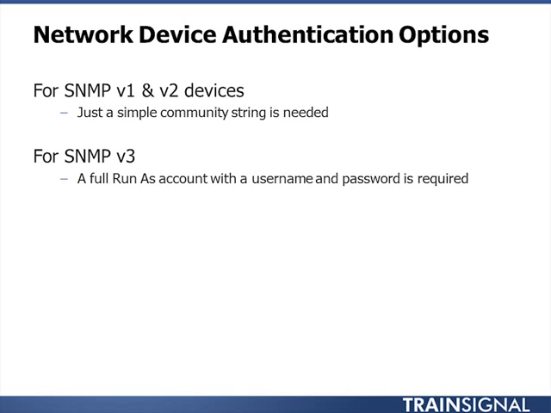And when it comes to authentication options for SNMP v1 and v2 devices, just a simple community string is needed. If you happen to have devices that support SNMP version 3, you'll need to create a full Run-As account with a username and password. For our purposes in this lesson, a simple community string is all we'll need.